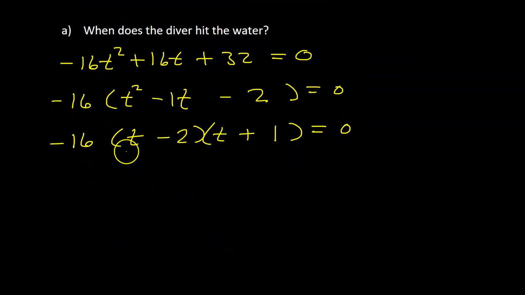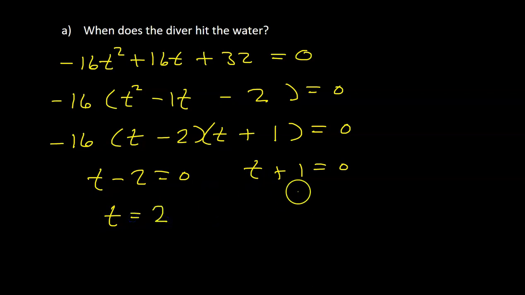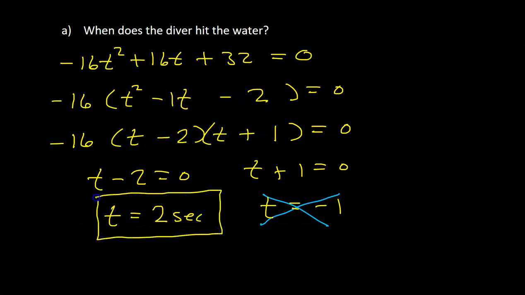The solutions will come from the zero product property. If I set t minus 2 equal to 0, that's going to give me a solution, and t plus 1 equals 0, that'll give me a solution. So adding 2 to both sides, I get t is equal to 2. Subtracting 1 from both sides, I get t is equal to negative 1. Negative seconds, that's not a thing. So this solution is extraneous. So the only one that makes sense in this context is 2 seconds. So that's how long it takes the diver to hit the water, 2 seconds.